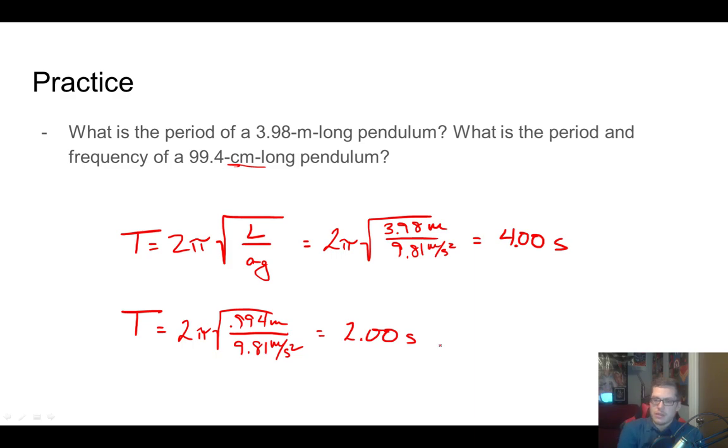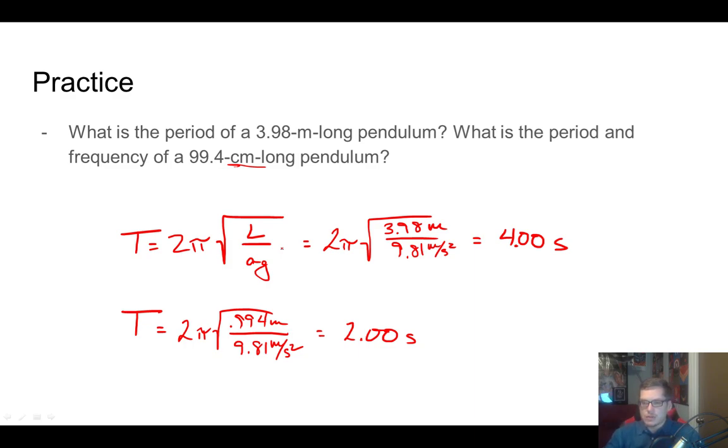Okay, now notice that our pendulum here went from being 4 meters to only being 1 meter in length. And so notice that the period, instead of getting 4 times less, only got half as less. And that's really because of the square root that's right here hanging around on our length. So it took the square root of that factor that was involved with it.